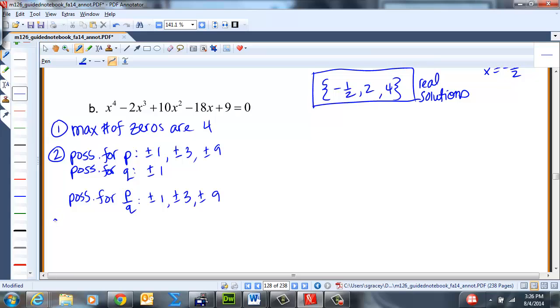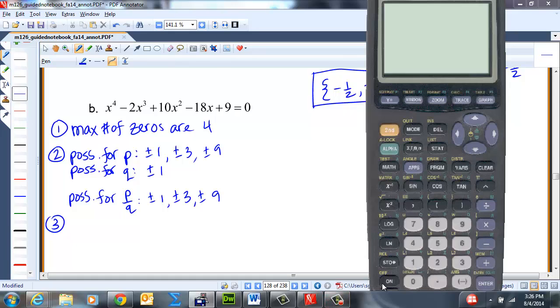So, graphing, we have x to the fourth minus 2x cubed plus 10x squared minus 18 times x plus 9.